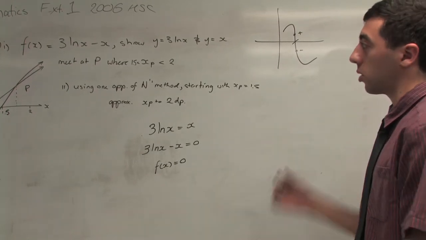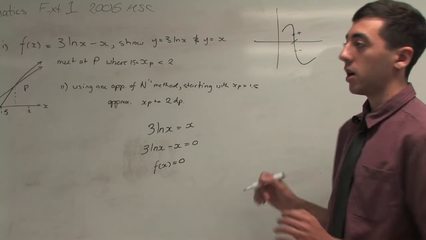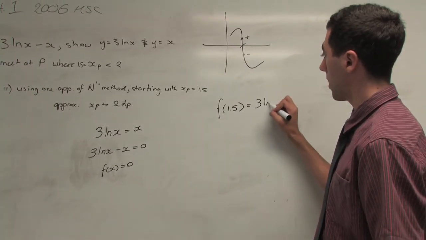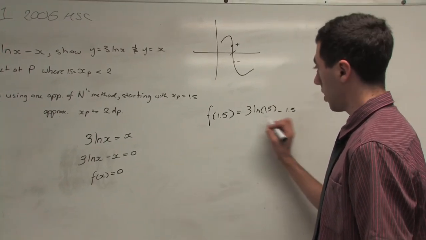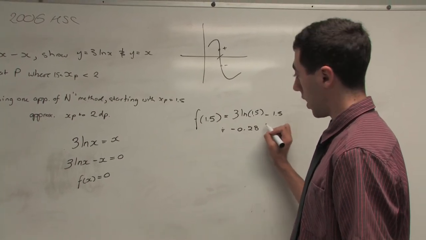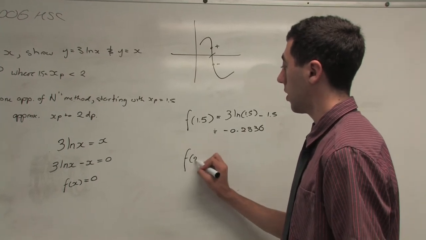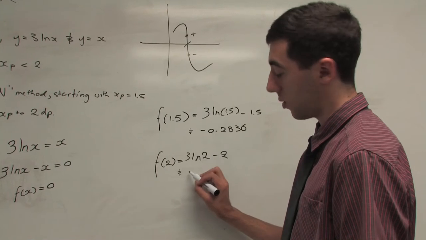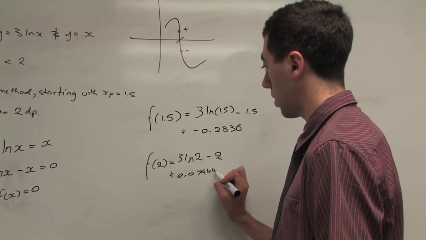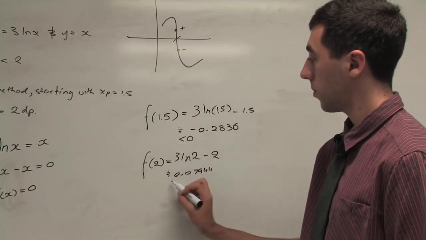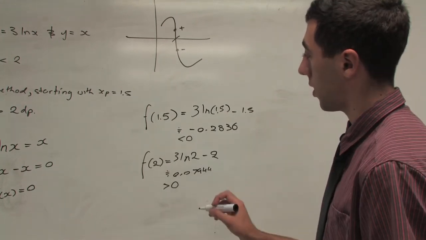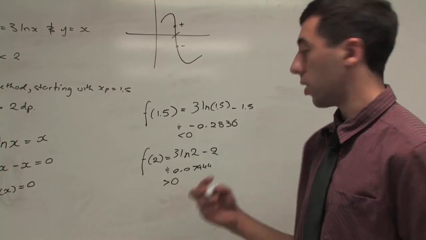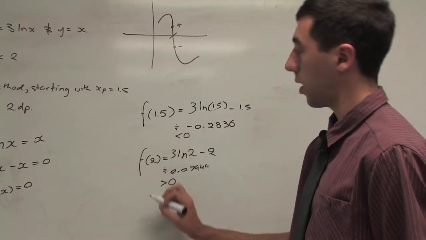As we know, we want to show that the point P has its x value between 1.5 and 2. So we'll consider f(1.5). That would mean 3 ln 1.5 minus 1.5, which approximates to minus 0.2836. And now also we'll consider f(2), which is 3 ln 2 minus 2, which approximates to 0.07944. Now if you realize, this one is negative and this one is positive. So in this situation, this is the exact same case as I showed here. So that must mean that a root lies between 1.5 and 2, such that f(x) equals 0.